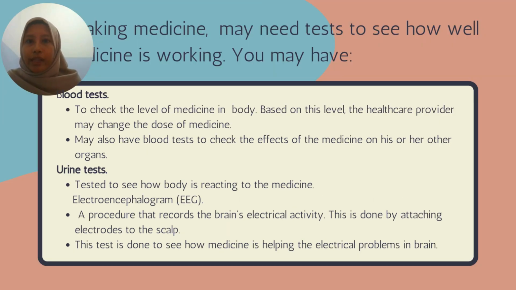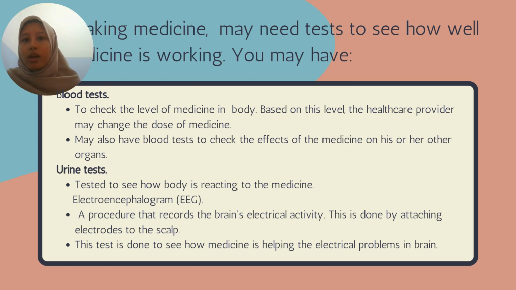After the children start taking the medicine, there are tests needed to see how well the medicine is working. The child may have a test to check the level of medicine in the body. Based on this level, the healthcare provider may change the dose of medicine. The child may also have blood tests to check the effects of the medicine on his or her other organs. One of them is a urine test, to see how the body is reacting to the medicine.